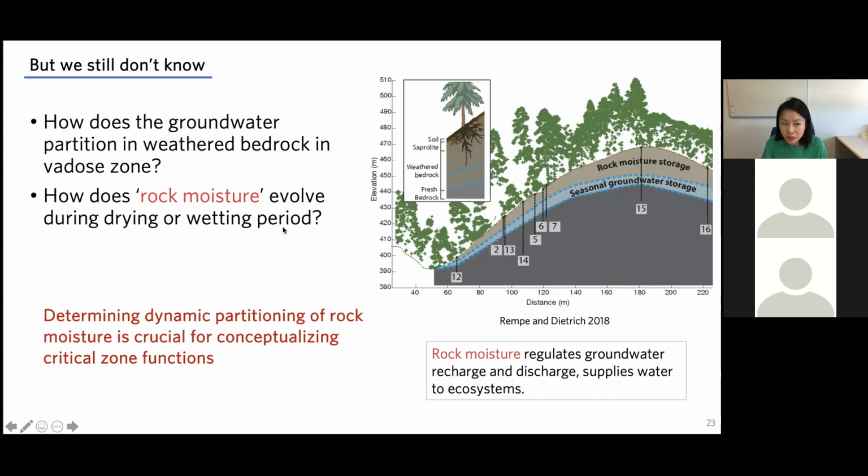So this is something we still don't know. Some researchers did similar studies to look at how important rock moisture is to vegetation and to streamflow, and at some times it can even buffer external climate change. However, these questions have not been fully investigated. So we took some core samples from the same site, and we took them back to the lab, and we're trying to use the NMR method to determine the dynamic partitioning of the rock moisture in order for us to conceptualize the critical zone function.